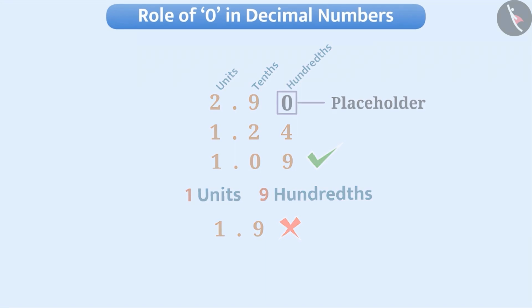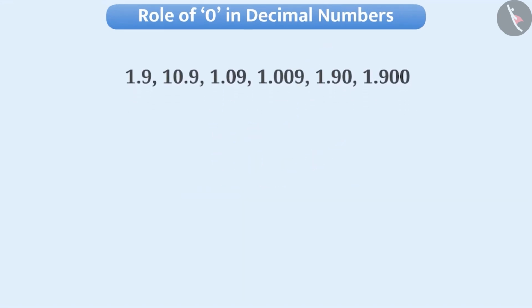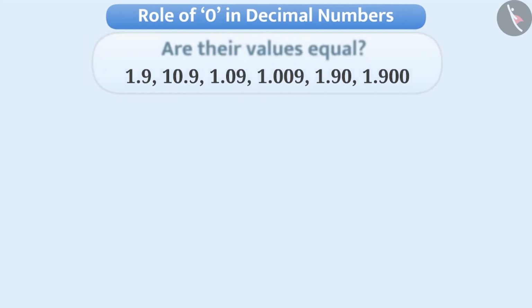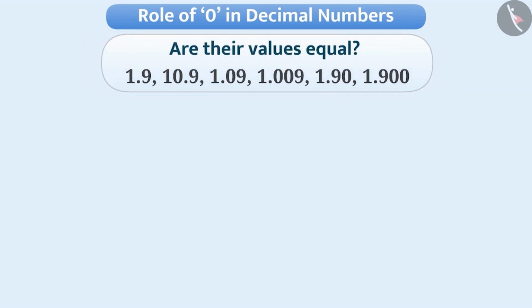In order to know the importance of 0 as a placeholder in decimal numbers, let's look at an example. Here are some numbers. Are their values equal? Pause the video and think about it. Let's find out the correct answer.